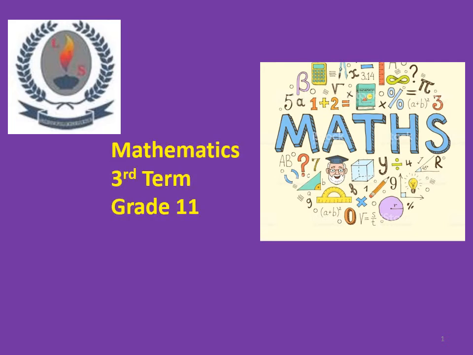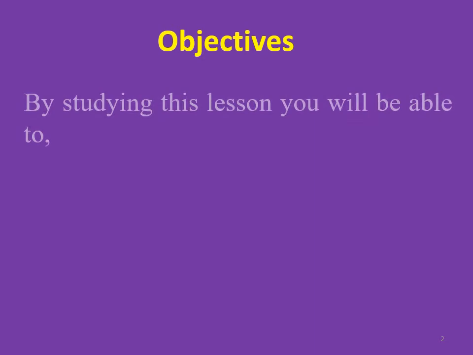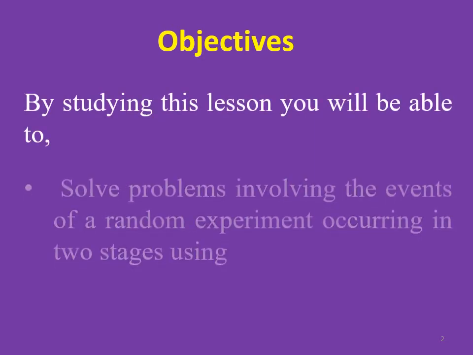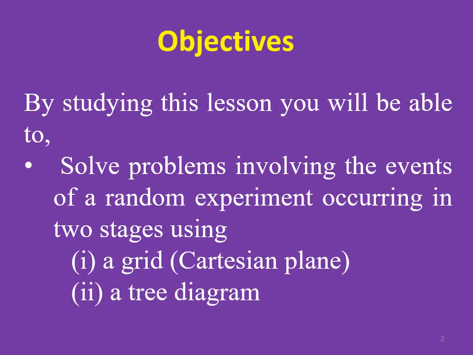Mathematics, 3rd term, grade 11, chapter 25, probability. Objectives. By studying this lesson, you will be able to solve problems involving the events of a random experiment occurring in two stages using a grid and a tree diagram.